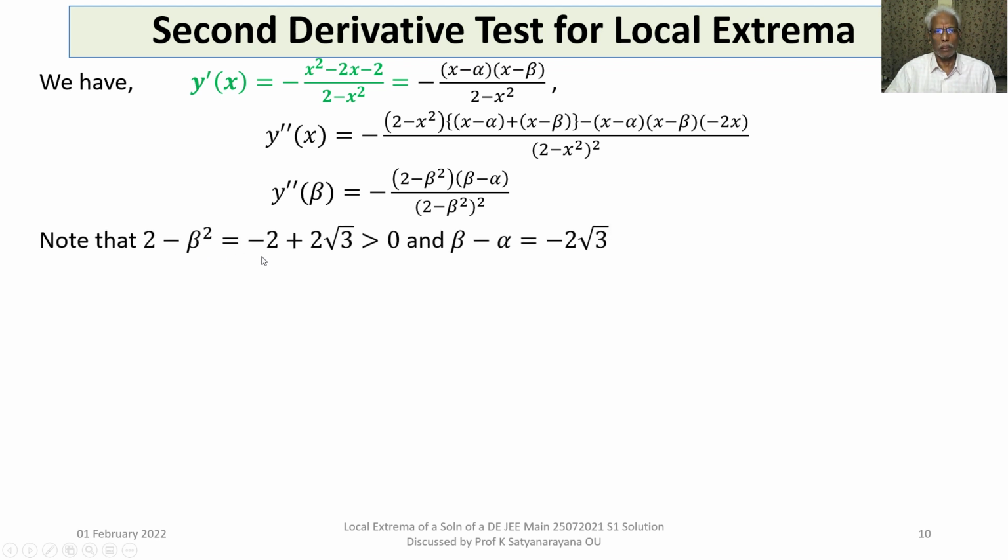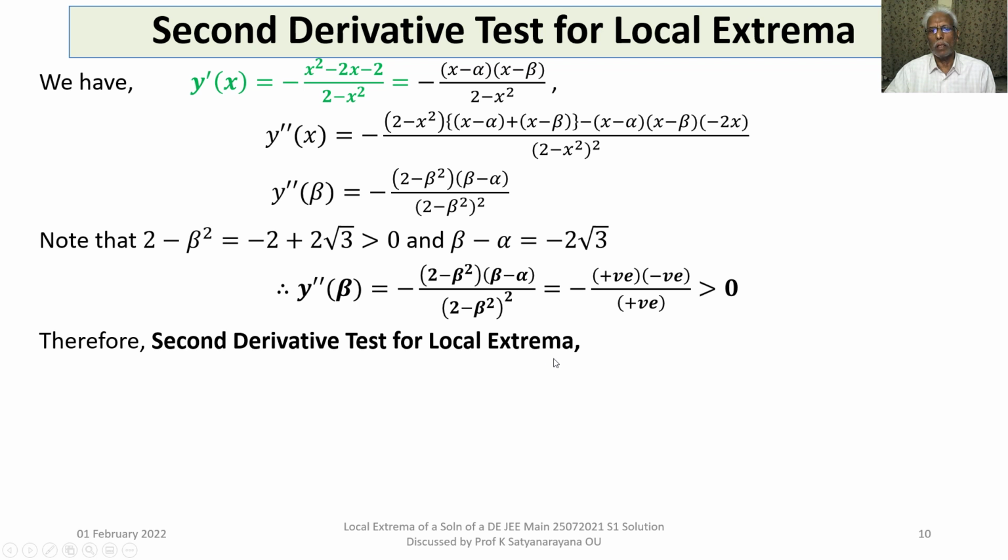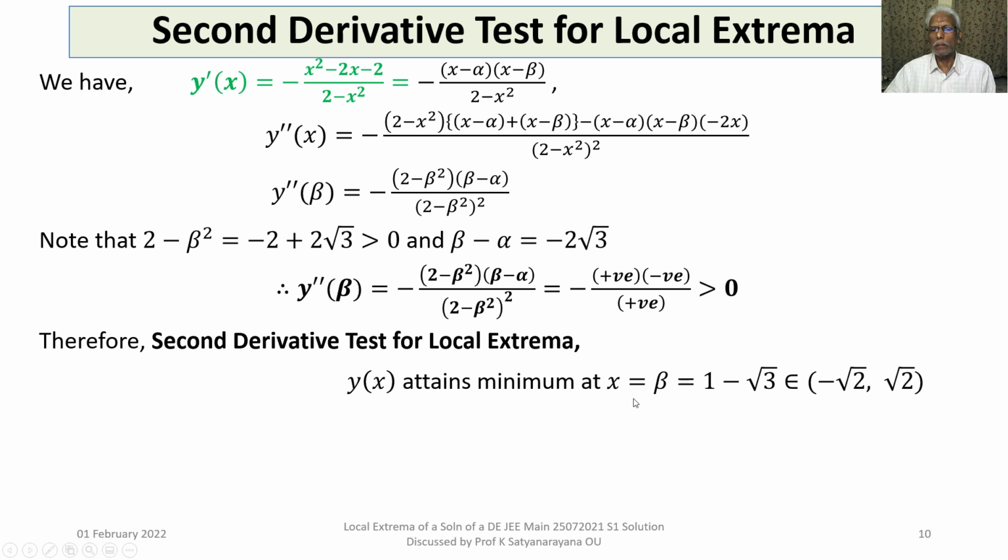So note that 2 minus beta square is greater than 0, beta minus alpha is negative. So this is minus, 2 minus beta square is greater than 0. This is negative, and this is anyway positive. It is positive. So therefore the second derivative test for local extrema says y of x attains minimum at x is equal to beta, that is equal to 1 minus root 3, that belongs to the interval.